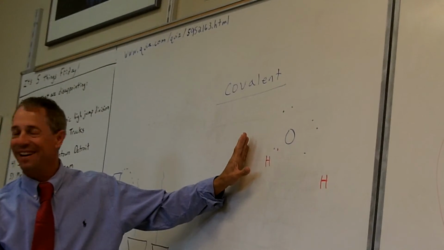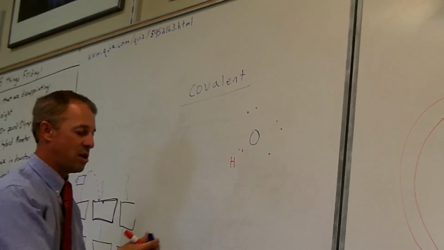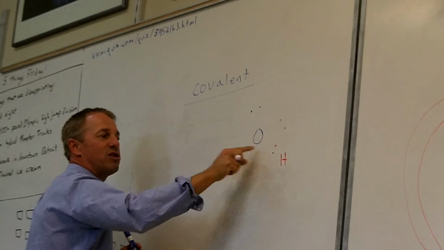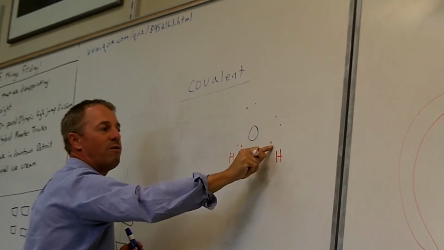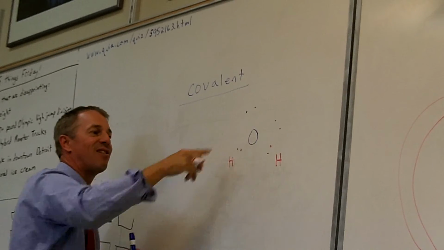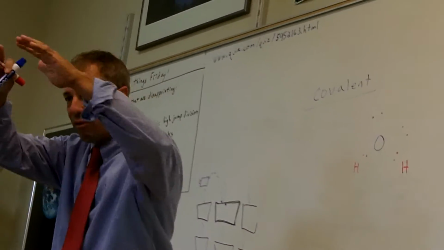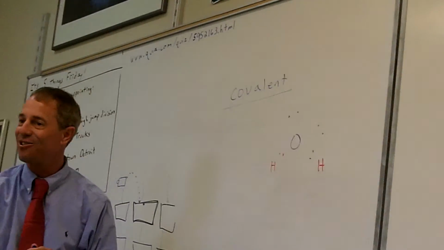Yay! And this hydrogen can do the same thing. It can come real close and share its electron. And now we have 2 hydrogens sharing with the oxygen. Now the oxygen has 2, 4, 6, 8 in its outer level, and it has a full outer level. This is what atoms want, to have a full outer level of electrons, and they do it by sharing electrons.